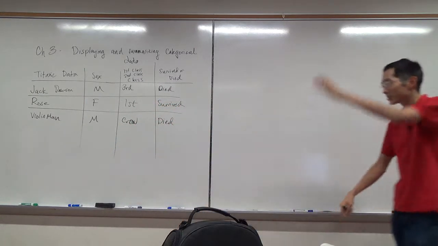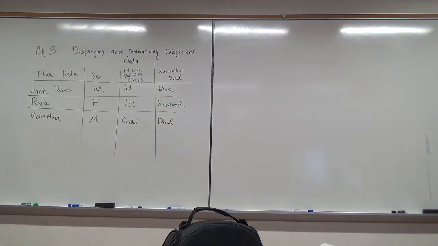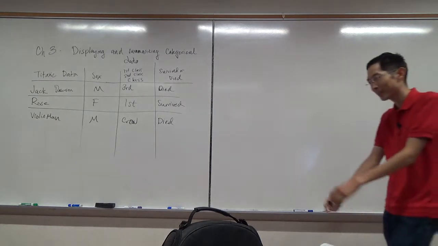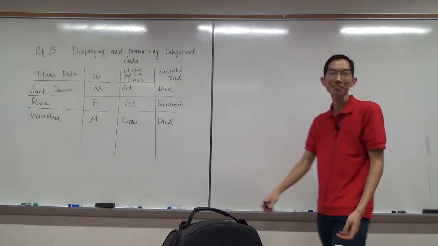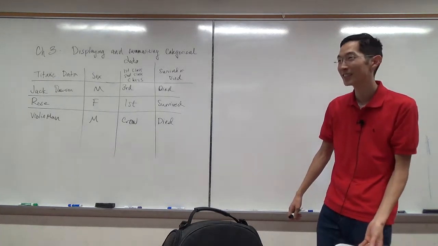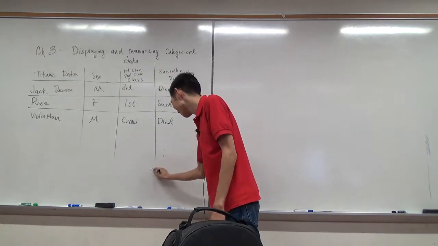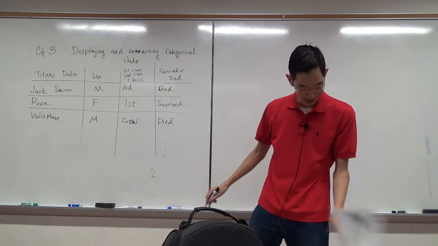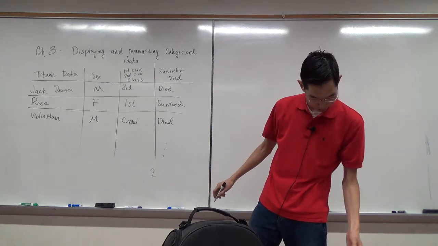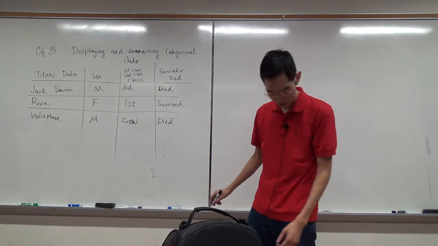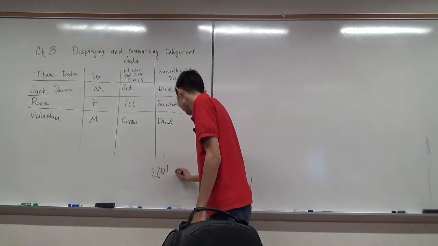Okay, anyway, so we could imagine the entire table being filled out. How many rows would there be? The number of passengers, so 2,200 something passengers. How many passengers total are there? 2201 passengers total.